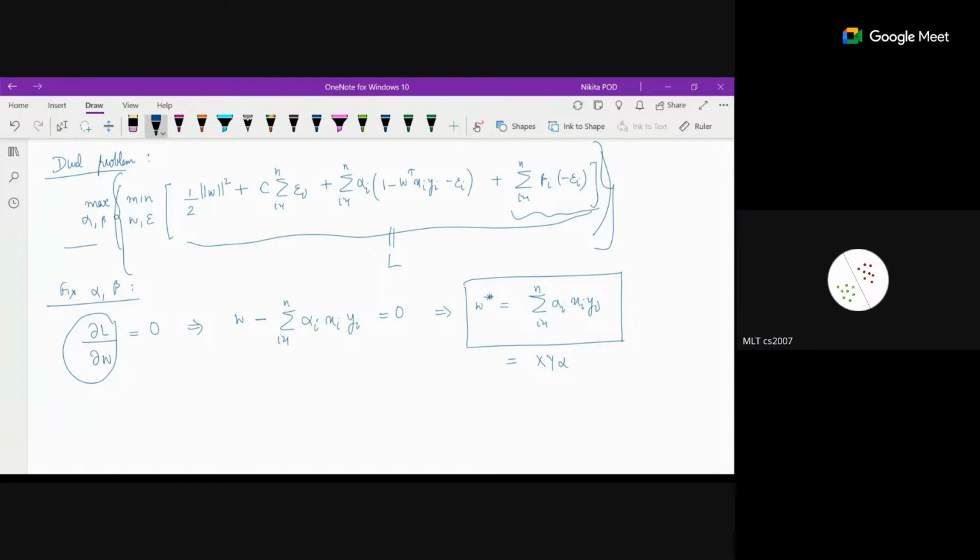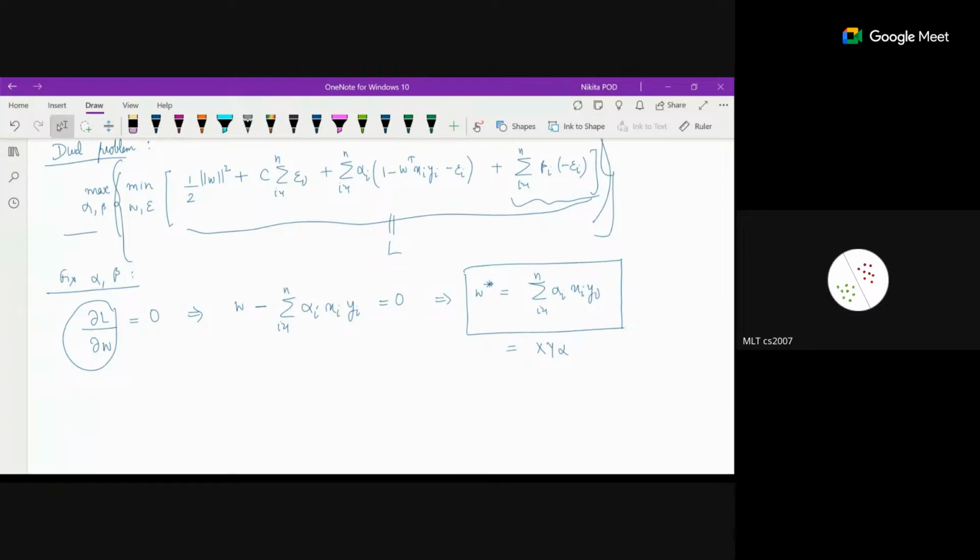But now what about epsilon? If you have to find this epsilon, what will you do? You will now fix your W and differentiate with respect to epsilon I. So you will have dou L by dou epsilon I. This is what you want to do and equate it to 0. The first term does not have epsilon I, so that will be 0. The second term has the epsilon term. If you differentiate L with respect to epsilon I, there you will get only C.